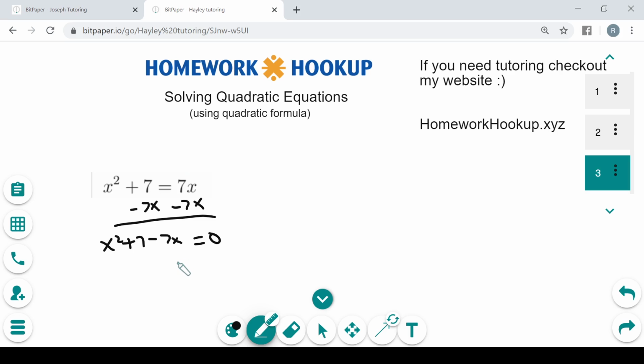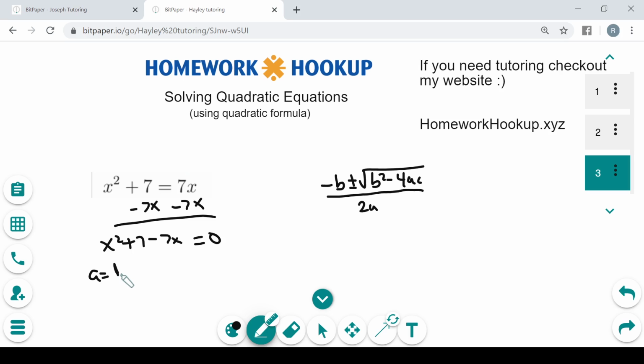Now that we have this, we just got to collect our terms. What we need to know is the quadratic formula. The quadratic formula is negative b plus or minus the square root of b squared minus 4ac, all divided by 2a. So we're going to find these terms. Our a term is the number in front of x squared, so our a term here is going to be 1.